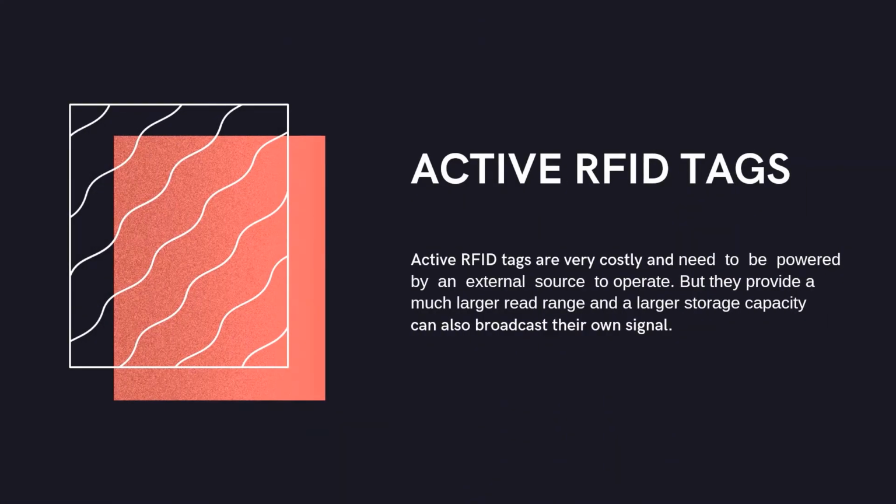Active RFID tags. Now let's understand what are active RFID tags. Active RFID tags are very costly compared to passive RFID tags and they need to be powered by an external source to operate. As we saw in the previous page, an active RFID tag circuit was the one which had its own battery attached to it. But these active RFID tags provide a much larger read range and a larger storage capacity, and they can also broadcast their own signal.